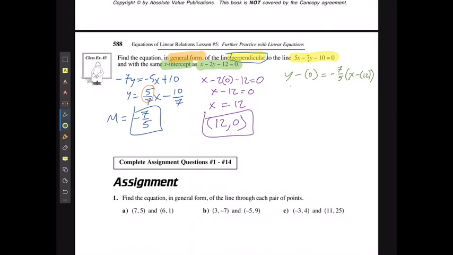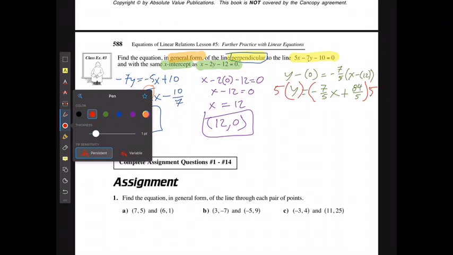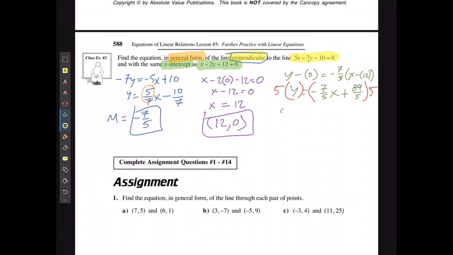Then this is going to give me y is equal to negative 7 over 5 times the x, and negative 7 over 5 times negative 12 is going to be negative 7 times negative 12, which is positive 84, all over 5. To get rid of the fraction, I'm going to multiply both sides by 5. And I'm going to say that 5y is equal to negative 7x plus 84.